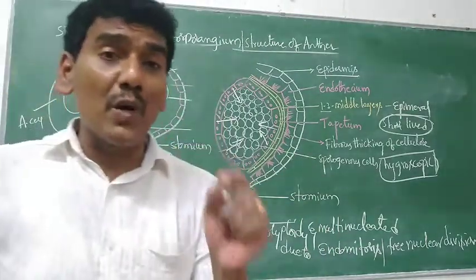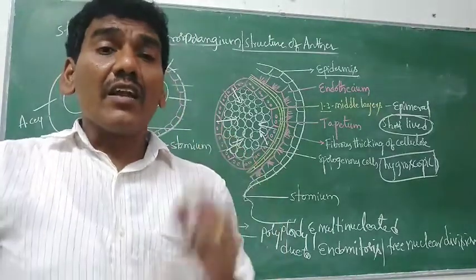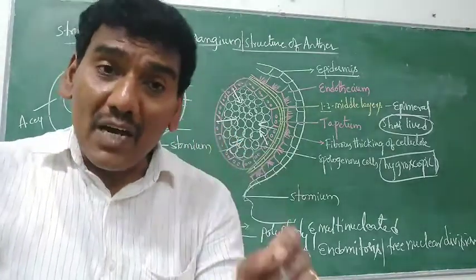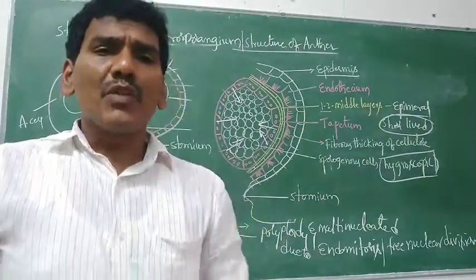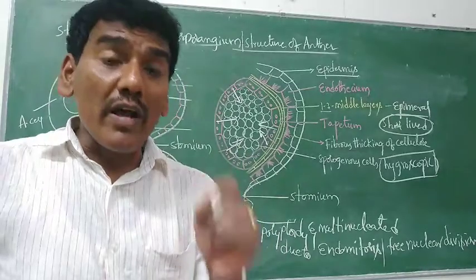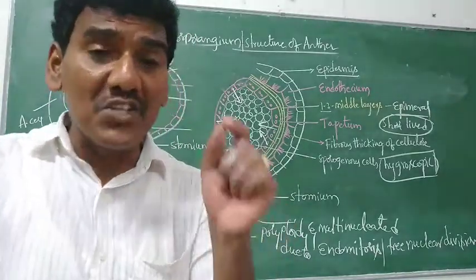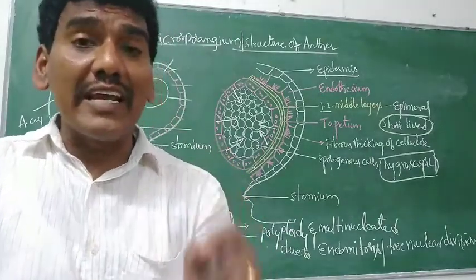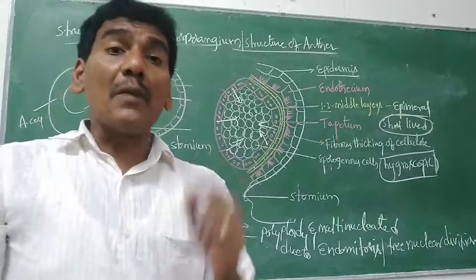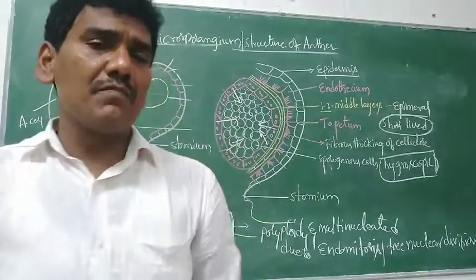What are the main important functions of the tapetum? The tapetal cells nourish the development of the sporogenous tissue, or microspore mother cell, or pollen mother cell, or pollen grain. At the time of anther maturation, the tapetal cells are completely degenerated. That's why tapetal cells also act as ephemeral cells.